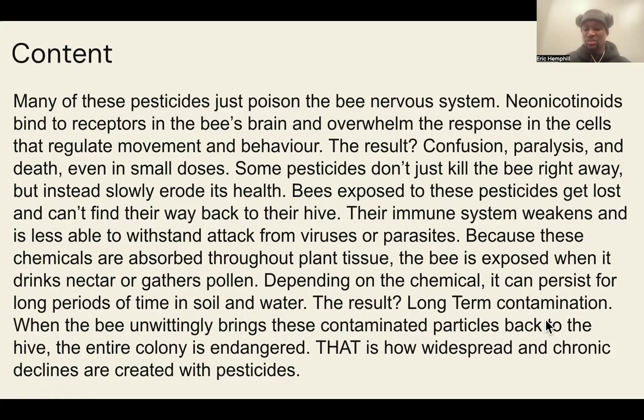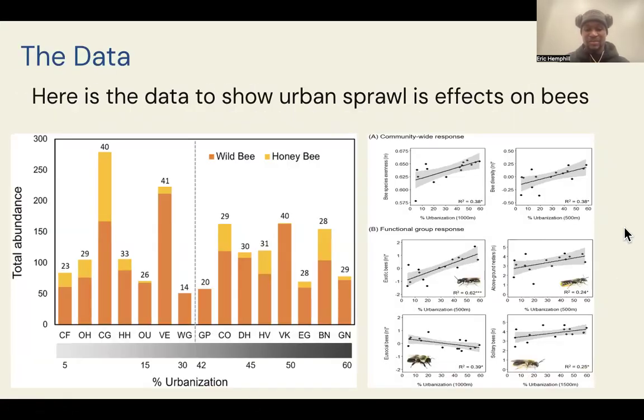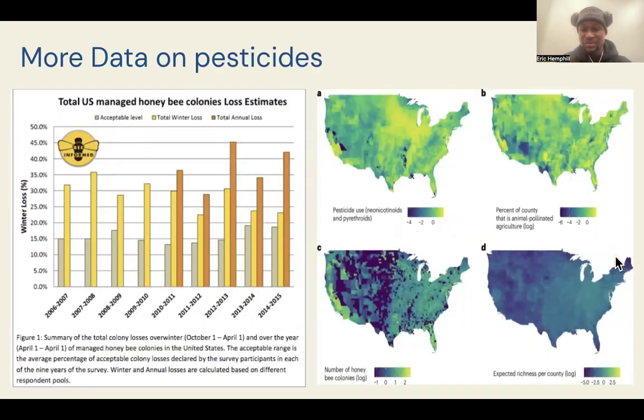The result of long-term contamination: when the bee unwillingly brings the contaminated particles back to the hive, the entire colony is in danger. That is how widespread and chronic declines are created with pesticides. Here's all the data I got on urban sprawl and the pesticides.